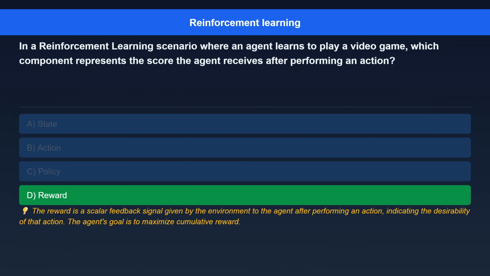The correct answer is reward. Here's the explanation. The reward is a scalar feedback signal given by the environment to the agent after performing an action, indicating the desirability of that action. The agent's goal is to maximize cumulative reward.